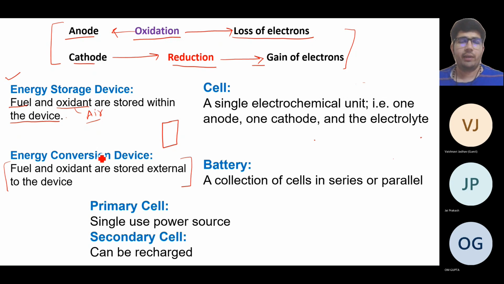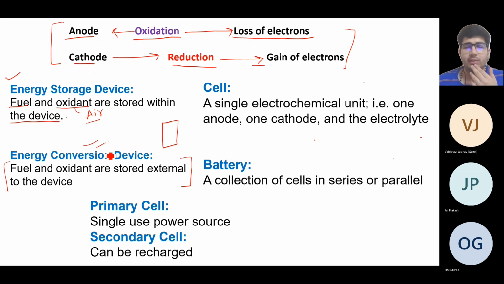But in an energy conversion device, we can connect the device completely to the source. So they can get the supplies of fuel and oxidant as long as we require the electricity. So there is a major difference between the energy storage device and energy conversion device.